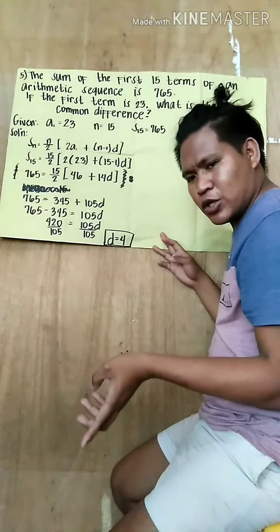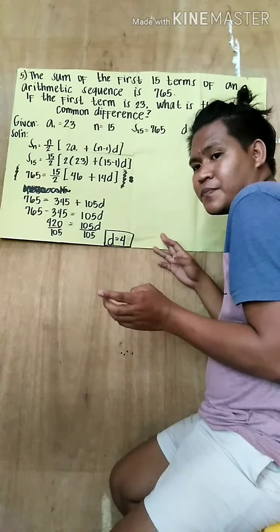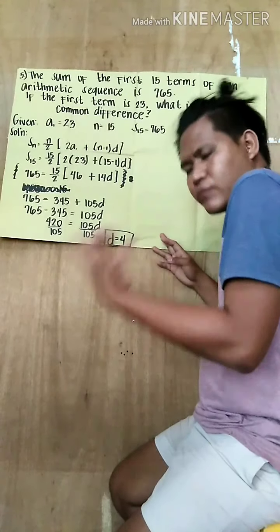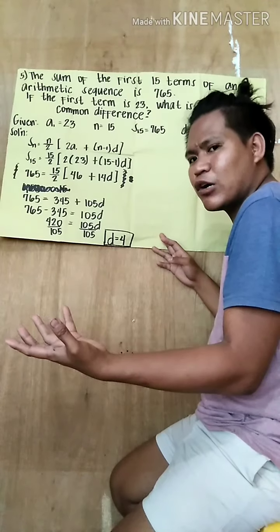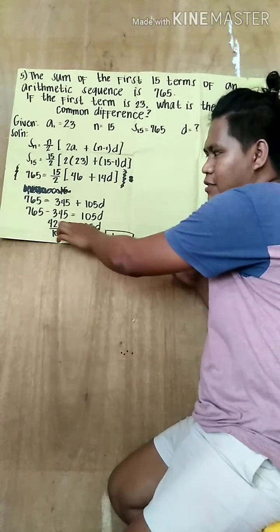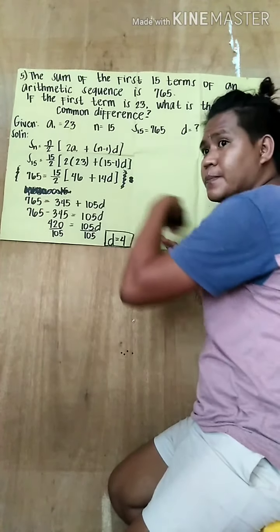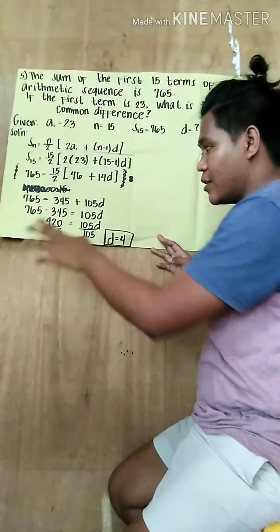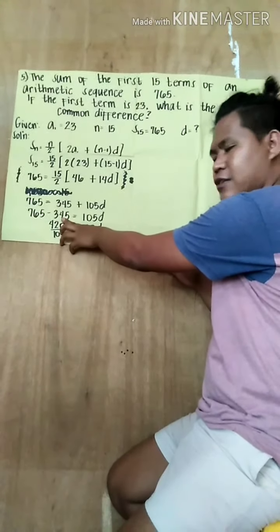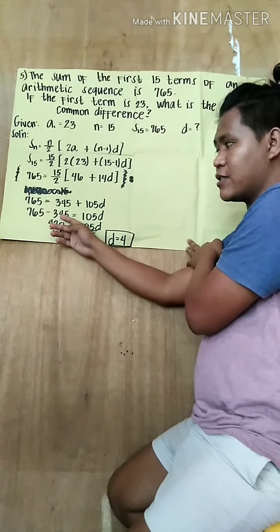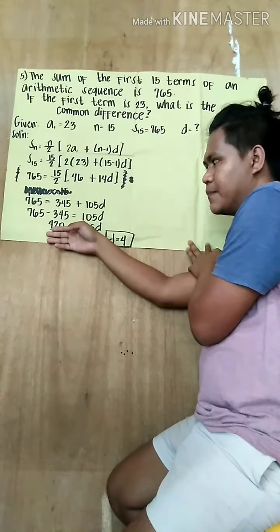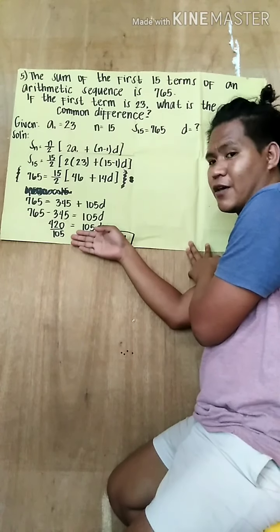And then combine like terms. To combine like terms, combine all the numbers that are alike. 345 will transpose to the other side. So 765 minus 345 is equal to 105d. 765 minus 345 is equal to 420. So 420 is equal to 105d.